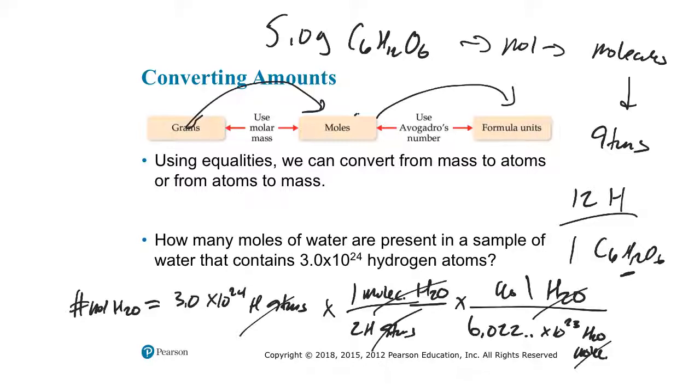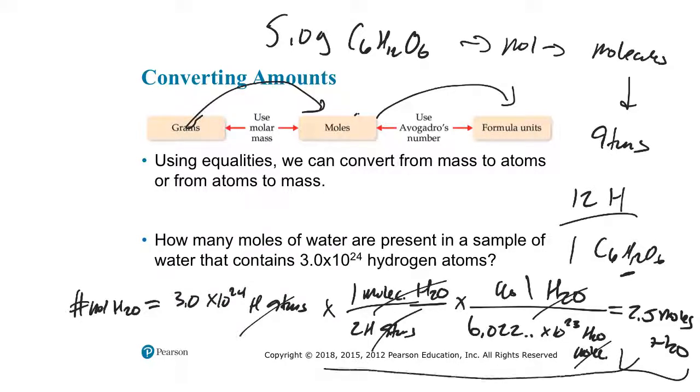Okay, so go 3.0 times 10 to the 24, divide by 2, divide by 6.022 times 10 to the 23. That works out to 2.5 moles. So how many moles of water are present in a sample that contains 3.0 times 10 to the 24 H atoms? The answer is about 2.5 moles of water. So 2.5 moles of water contains 3.0 times 10 to the 24 H atoms.